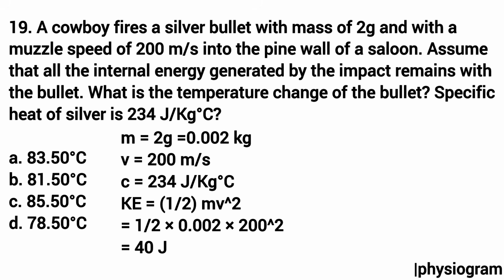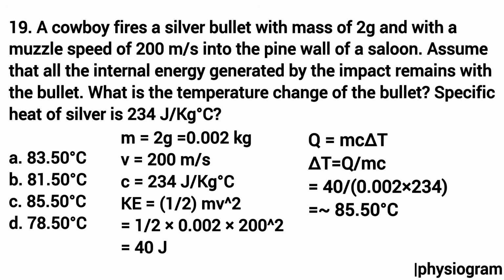Now the heat Q absorbed by the bullet is related to the temperature change del T by Q equals mc del T. So del T equals Q by mc. Now put the values, that is 40 by 0.002 into 234, then it will be equivalent to 85.47 degrees Celsius. That is option C is correct.